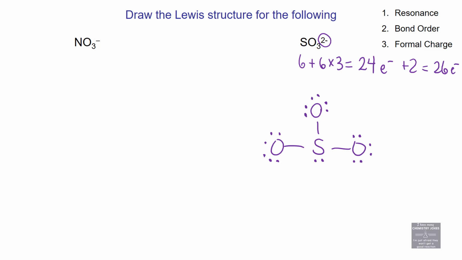So if we go through and assign formal charges here, remember the formal charge formula is number of valence electrons. So for oxygen, that's 6, minus the number of lone pair electrons plus 1/2 the number of bonding electrons. So this is a -1. And all 3 oxygens have the exact same formula because they're all making 1 bond.